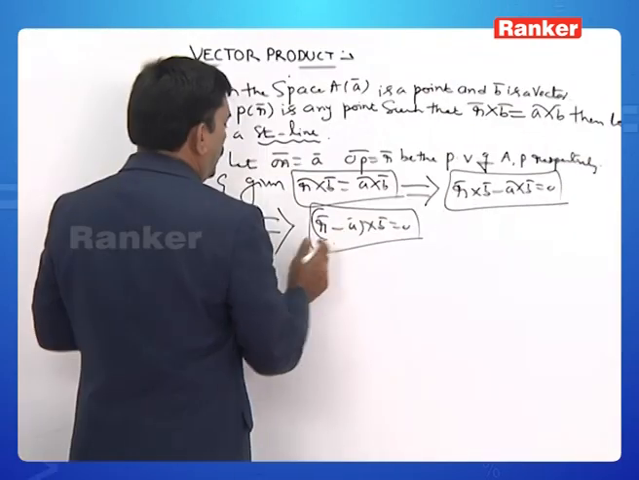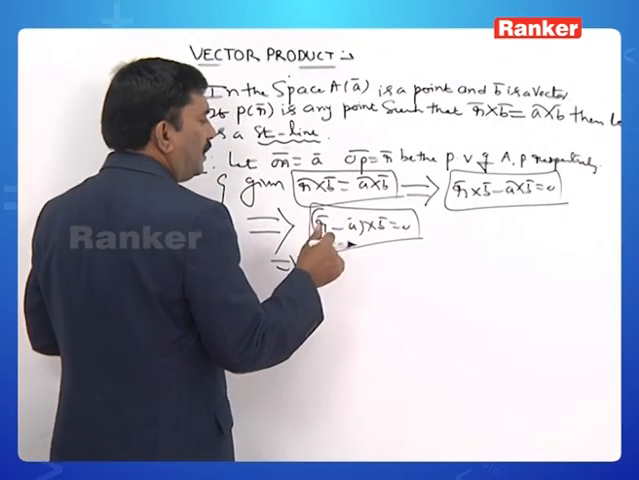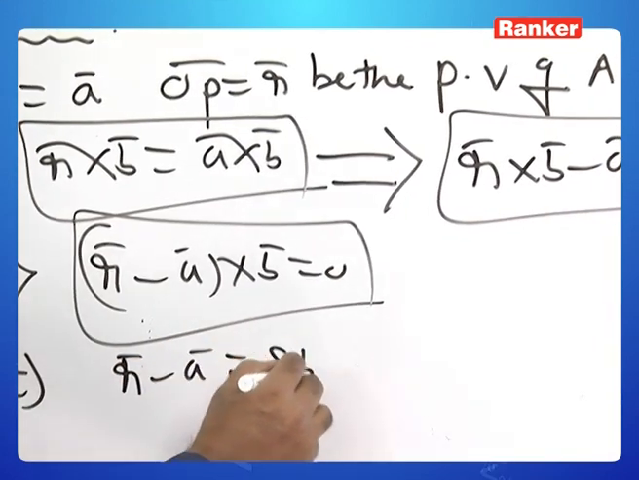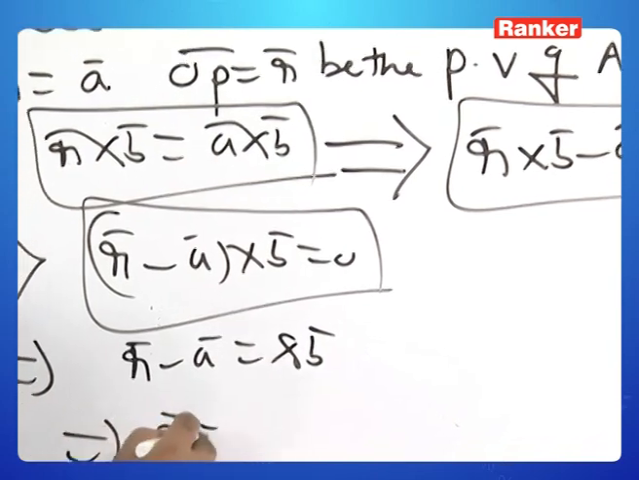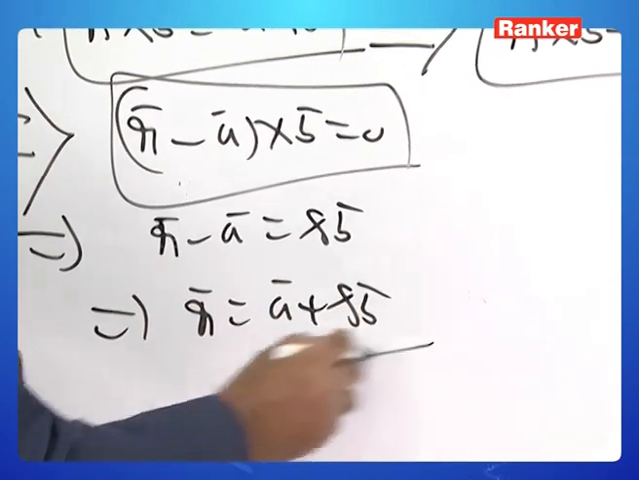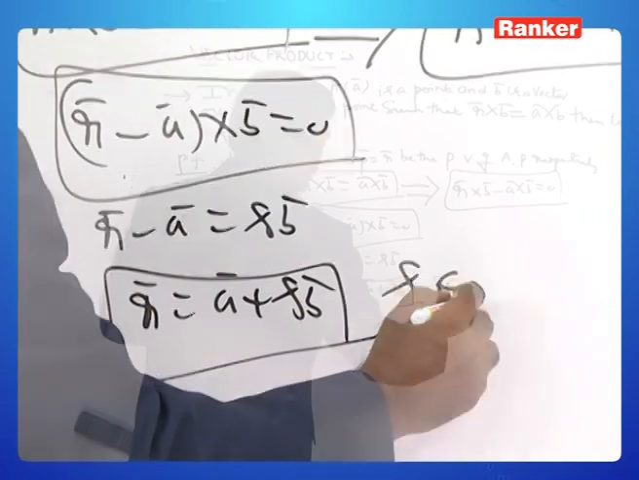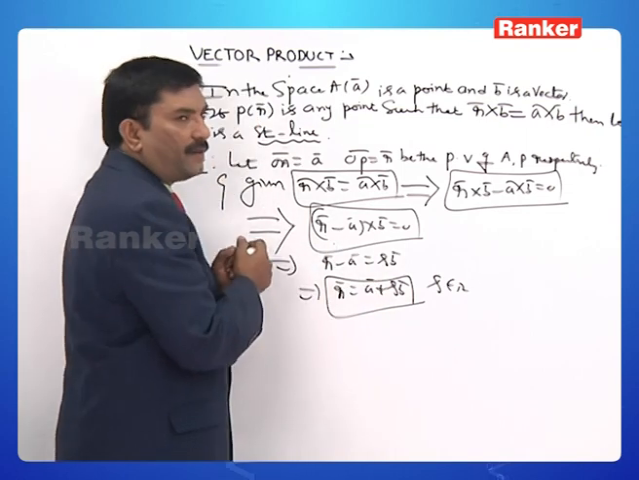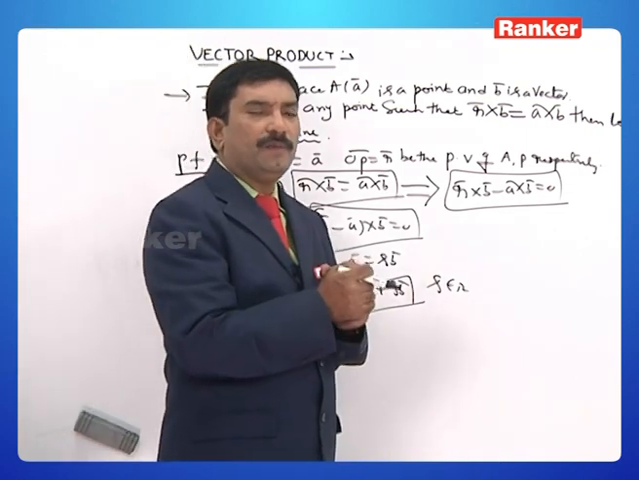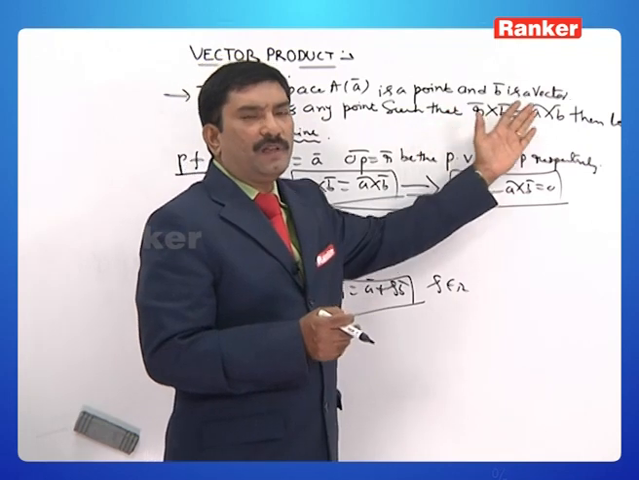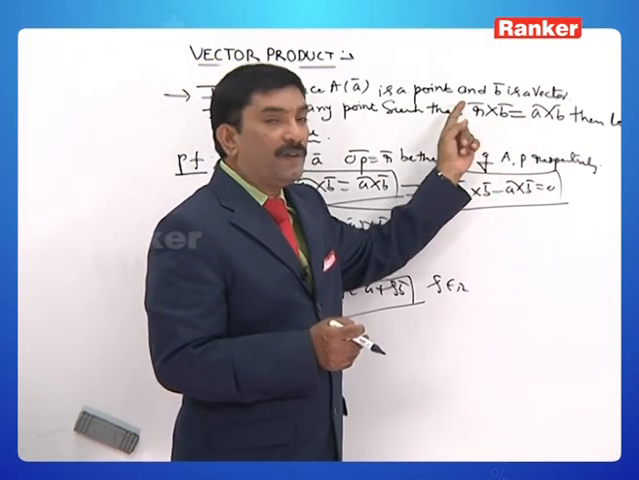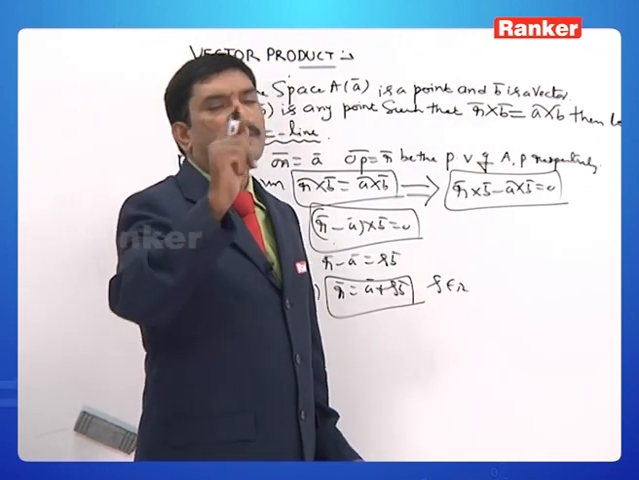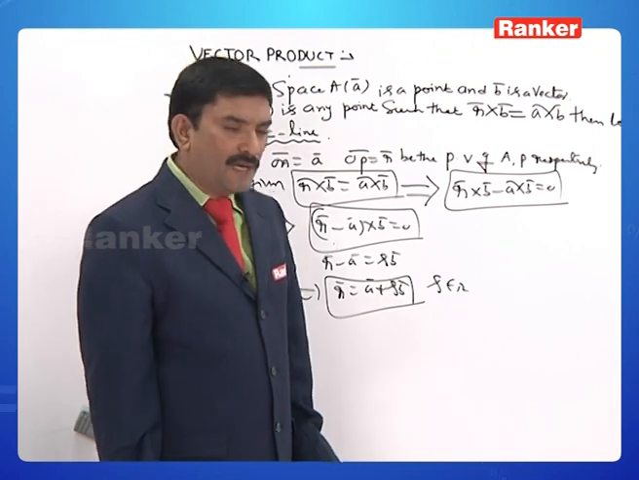Whenever the cross product of any two vectors is equal to 0, they are either collinear or parallel. So I can write R bar minus A bar is equal to S B bar, which implies R bar is equal to A bar plus S B bar, where S belongs to R. This represents a straight line passing through the point A bar and parallel to the vector B bar. Hereafter, remember, when the two cross products are equal in the presence of a general point R bar, its locus is always a straight line.